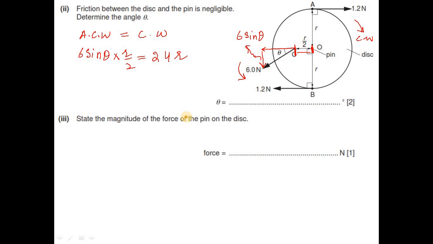So r gets cancelled. This is 2.4, and sine theta is equal to 2.4 divided by 3. So theta is equal to 53.1 degrees, or 53 degrees.